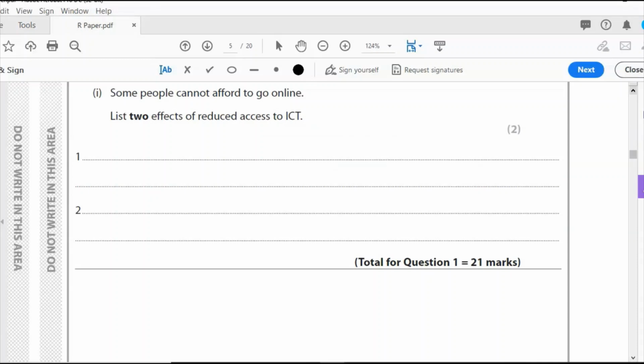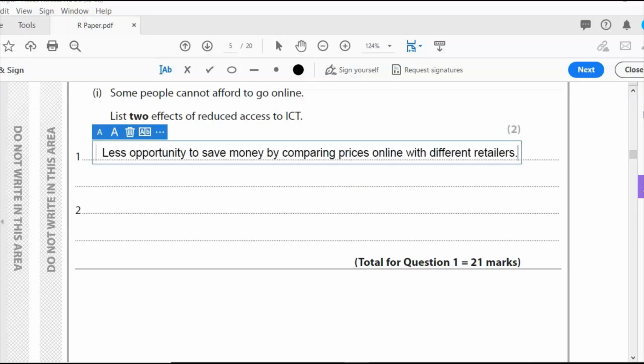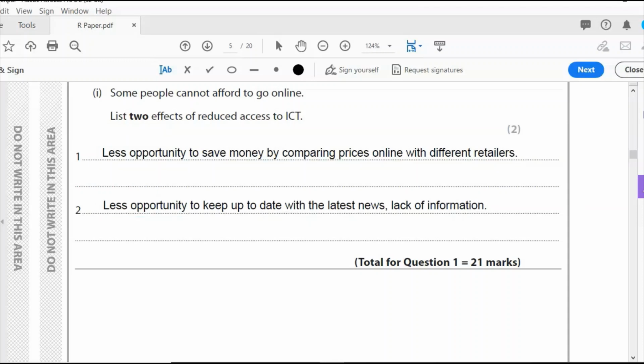Some people cannot afford to go online. There's 2 effects of reduced access to ICT. Well, less opportunities to save money and compare prices could be one. And the second point I make is less awareness of news, less opportunity to keep up to date with news. So it's that real lack of information which you don't get if you have reduced access to ICT.